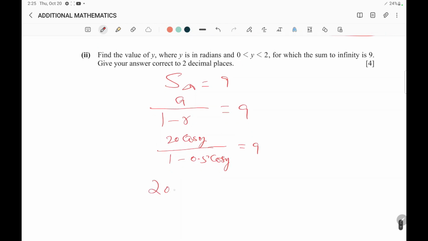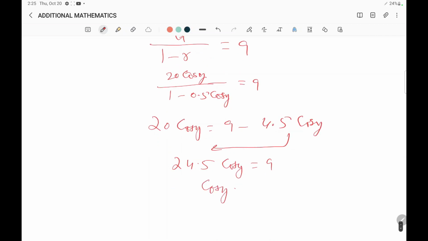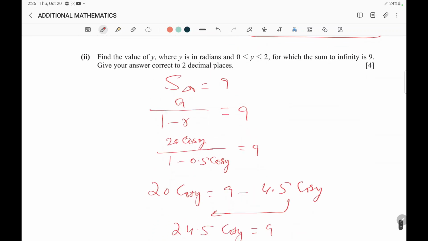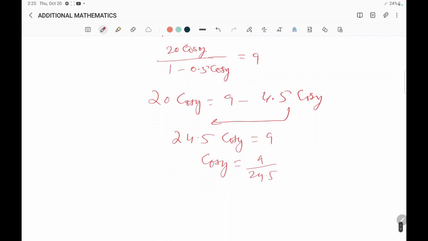Now cross multiply. 20 times cos y, 9 times 1 is 9, and 9 times 0.5 is 4.5 cos y. Now take this side. 20 plus 4.5 is 24.5 cos y equals 9. Cos y equals 9 over 24.5. Is there any condition on y? y lies between 0 and 2. Okay, by the way, cos is positive, right? So y is cos inverse 9 over 24.5.